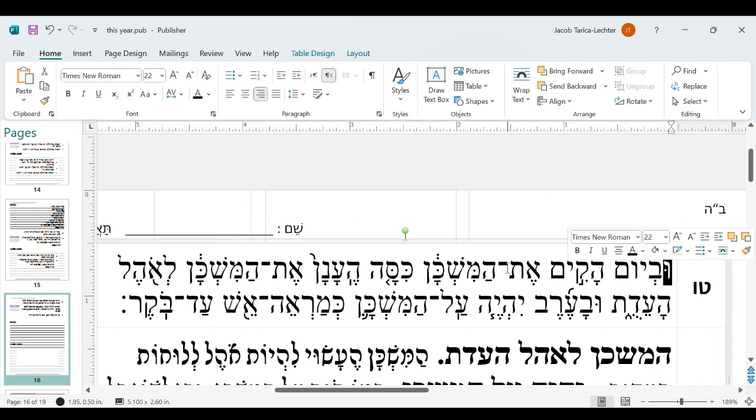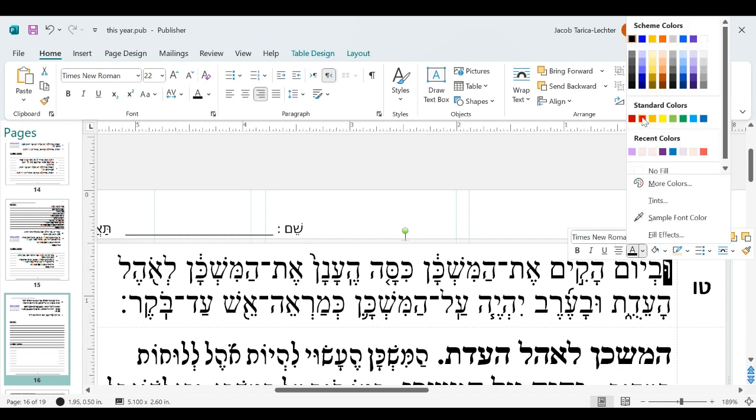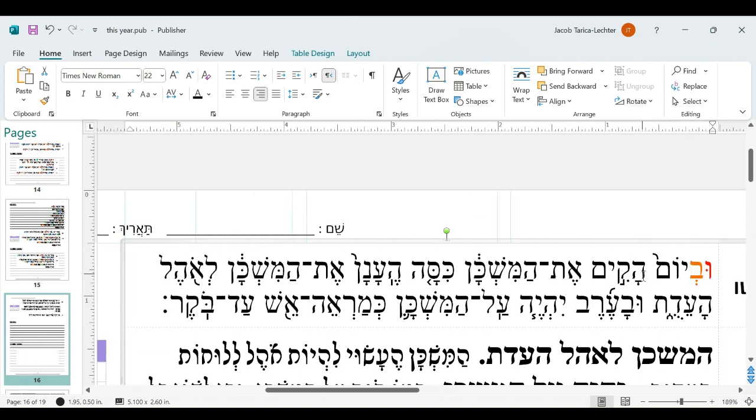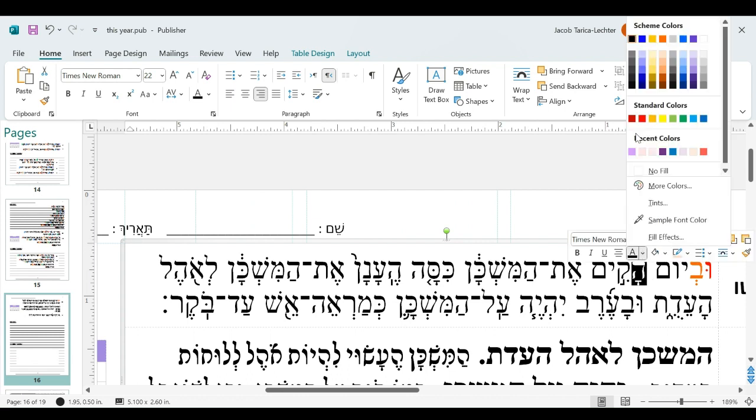Ubayom Hakim es Mishkan. This is where we stop on the word Mishkan. Good place to stop. And that's the Vav. A Beis is in the Yom, day, Ubayom, and in the day, Hakim, of the lifting up of, I would say.